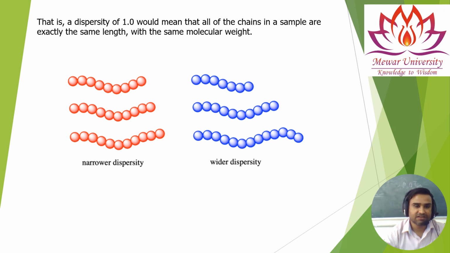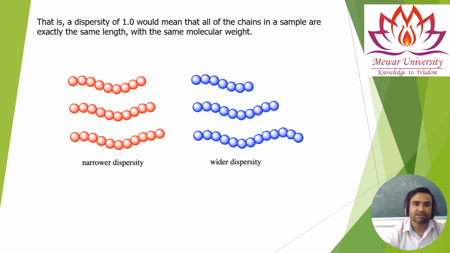In the narrower dispersity, a dispersity of 1 would mean that all the chains in a sample are exactly the same length with the same molecular weight. In the second picture, the dispersity is greater than 1, or in between 1 and 2. You can see in the second picture, the blue molecules: the number of molecules is 1 2 3 4 5 6 7, and in the second, 1 2 3 4 5 6 7 8 9 10. You have 10 molecules and 7 molecules.